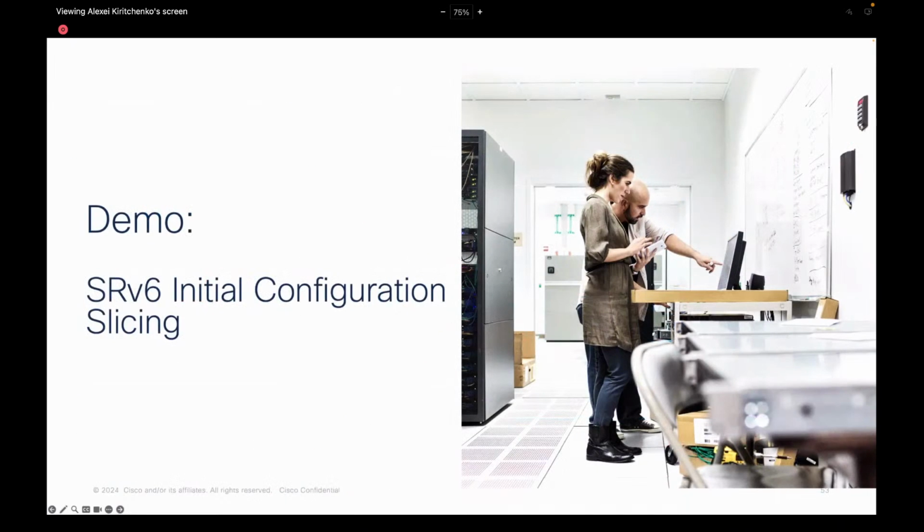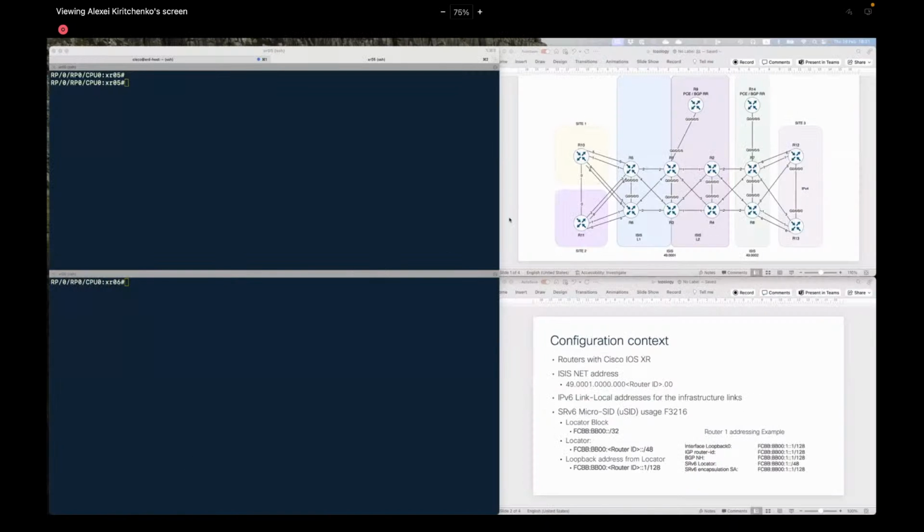So let's move to the demo part now. In this demo today, I will demonstrate the SRv6 initial configuration and a slicing example with SRv6. So this is the topology we have now, and all the routers are already enabled and configured with SRv6, except router 5 and router 6. So we are going to do the initial configuration on these two routers and see how it goes.